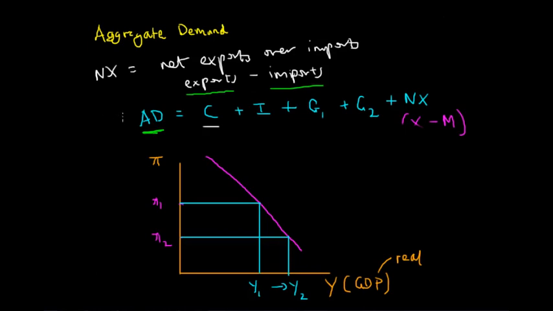But for this lecture it is important to know that aggregate demand here is a component of 5 different factors, which are consumption expenditure by households, investment expenditure by businesses, government current expenditure, which is G1, government capital or non-current expenditure, which is G2, and net exports.